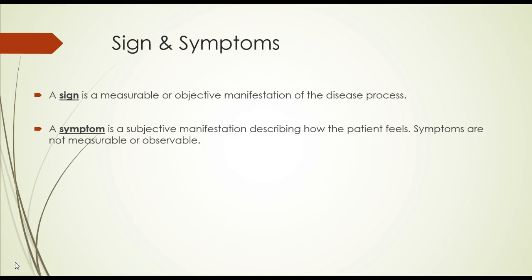Now, we should be fairly familiar with signs and symptoms because we usually talk to our patients, and we might have to put down notes or signs or symptoms to explain to the radiologist what the patient is feeling and where they're feeling it. But we need to distinguish the differences between a sign and a symptom. A sign is a measurable or objective manifestation of disease. So it was something we can put a number to. A sign would be temperature. A sign would be blood pressure. So those are all measurable.